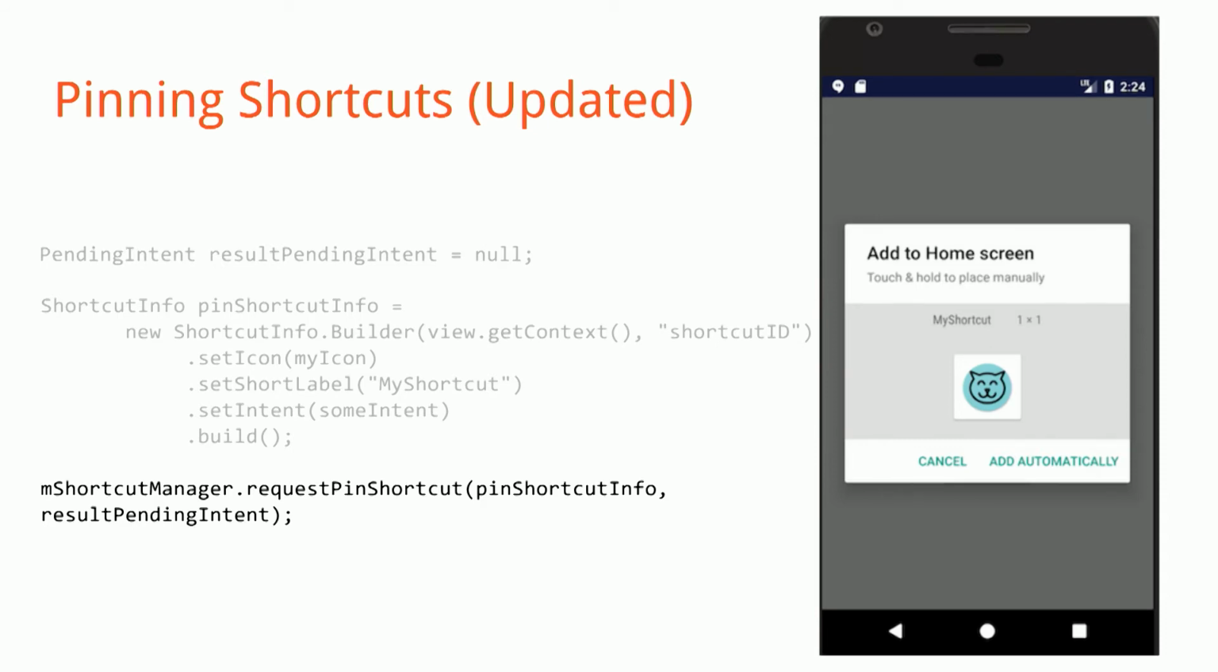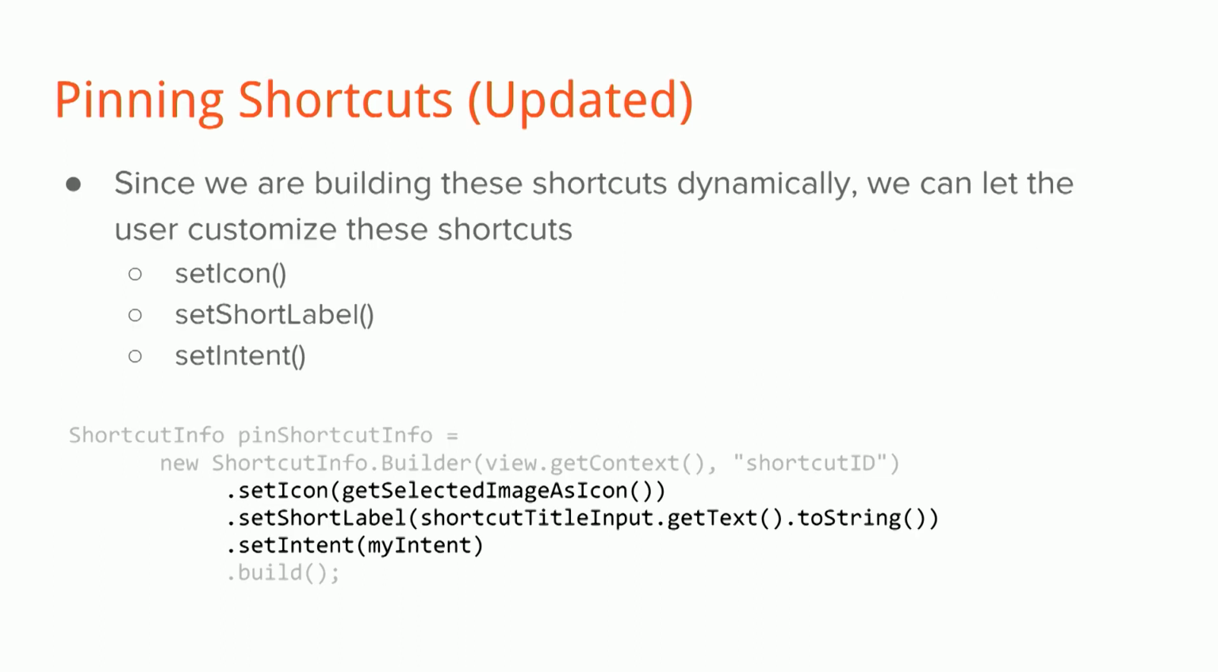So that's what happens when you call request pin shortcut. You get this little dialog, and it says, okay, do you want to add this icon to the home screen? And that's the icon we created. And you could say add automatically, which will just put that icon on the screen, or you could drag it and drop it onto your home screen. So this is cool because since we're building these shortcuts dynamically, we're literally allowing the users to build their own shortcuts, right? As you can see, we use the methods setIcon and setShortLabel and setIntent. So these are all things that the user themselves can customize.